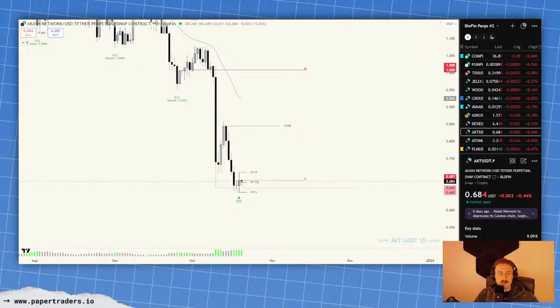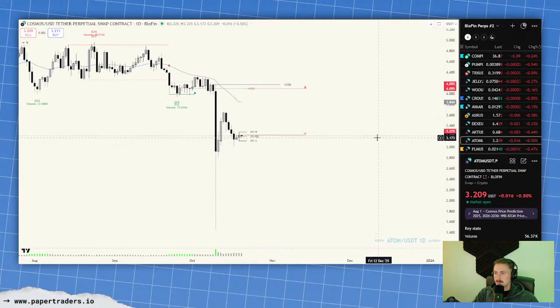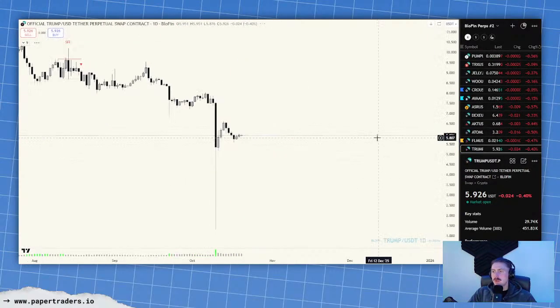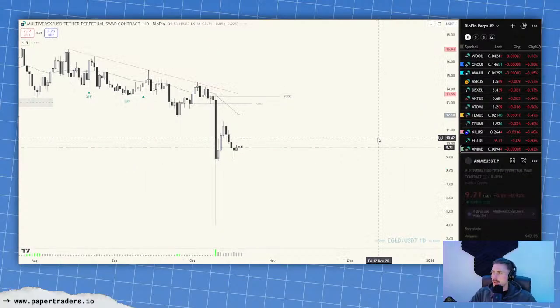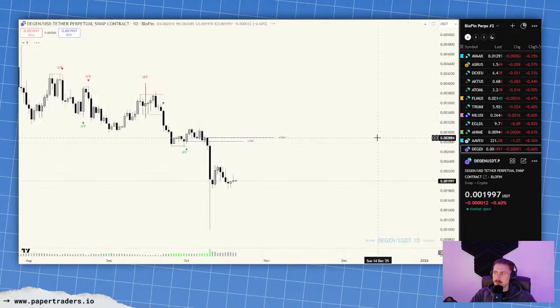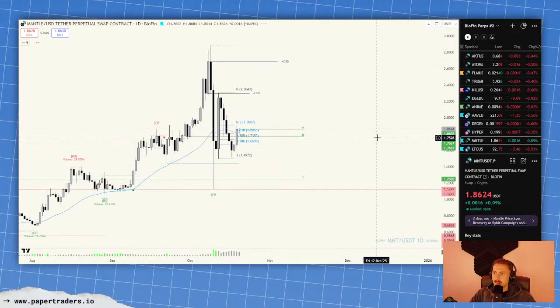That's about all I got, honestly. I've just been hands off on crypto. I haven't been looking at any of it just because of everything. MNT still cranking, but I see that retrace.